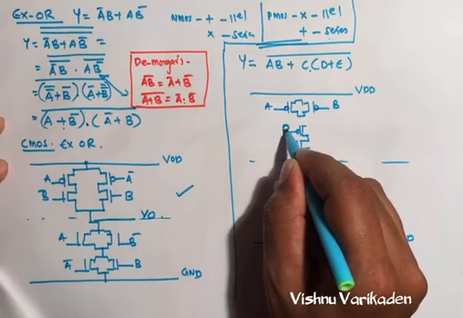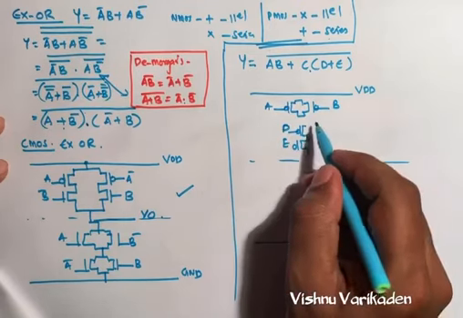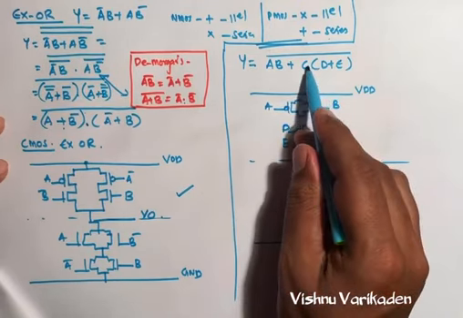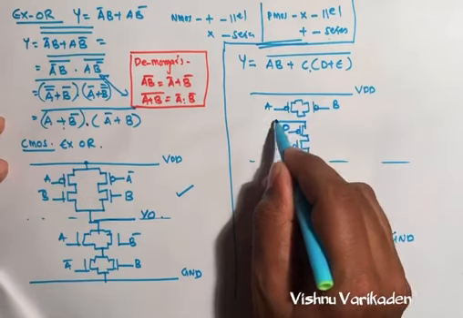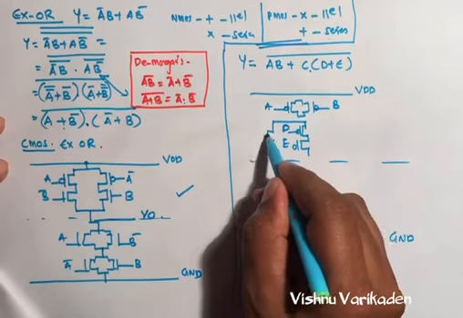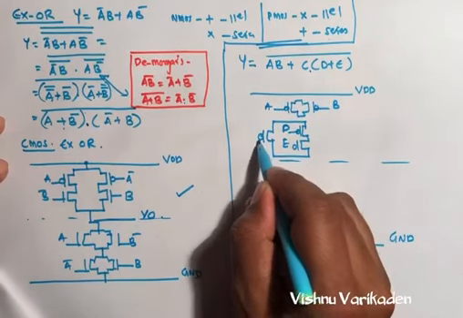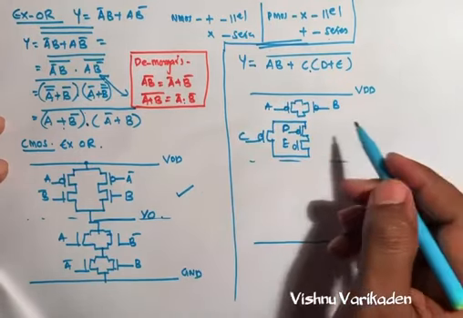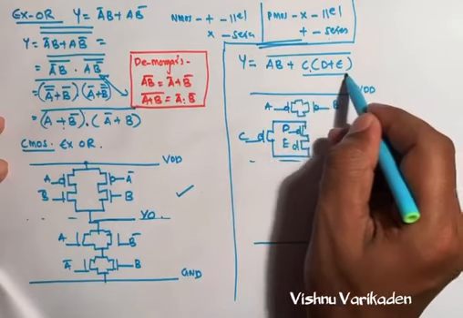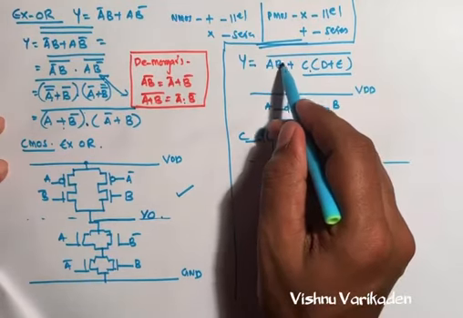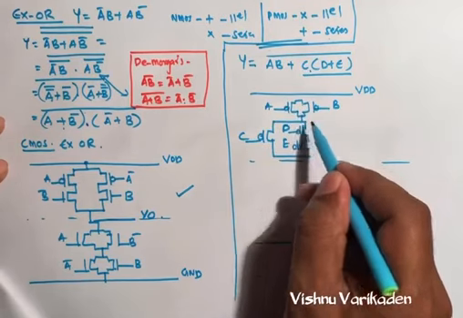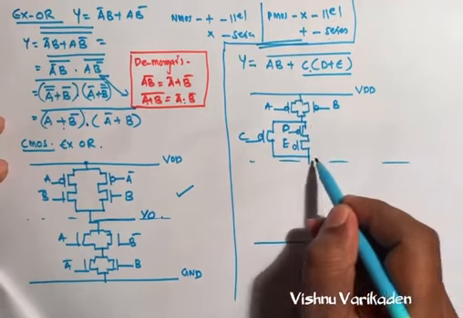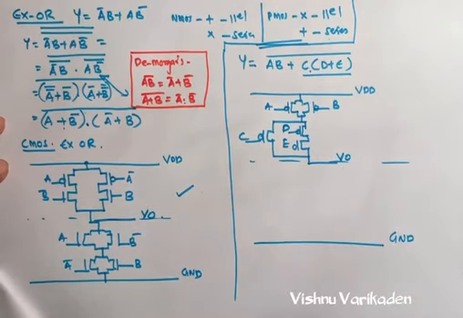This is D and E. So this is parallel. Multiplication means parallel, so we can write C. Also this term is series, because plus is series with AB. So this is series. So we can write the output.